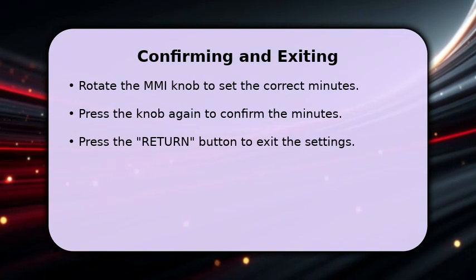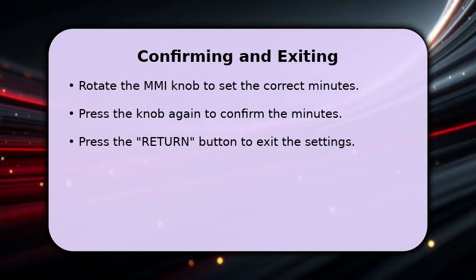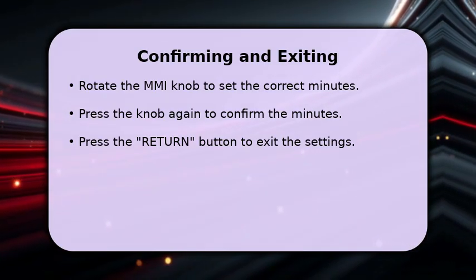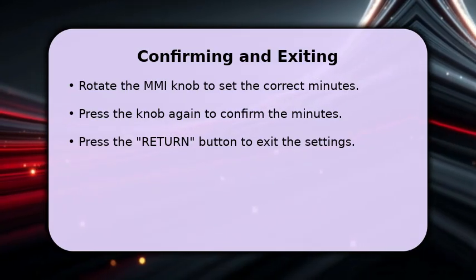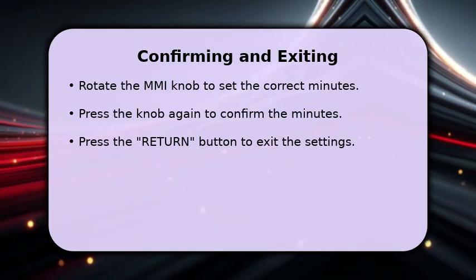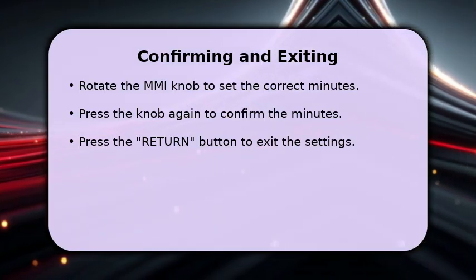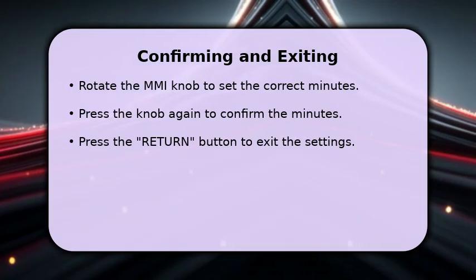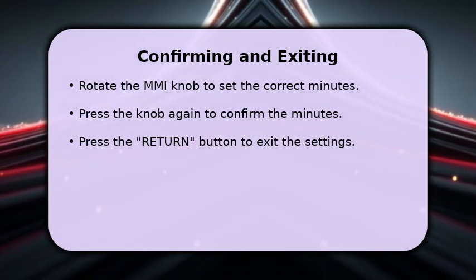With the minutes highlighted, rotate the MMI control knob to set the precise minute value. After setting the minutes, press the knob one final time to confirm. To complete the process and exit the time and date settings, simply press the return button, usually found directly below the control knob. Your Audi A3's clock is now correctly set.